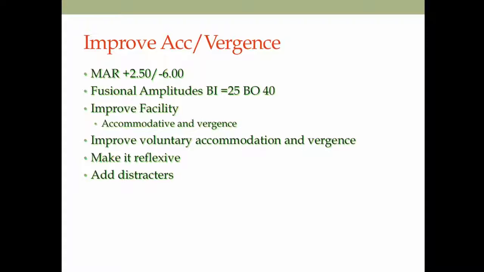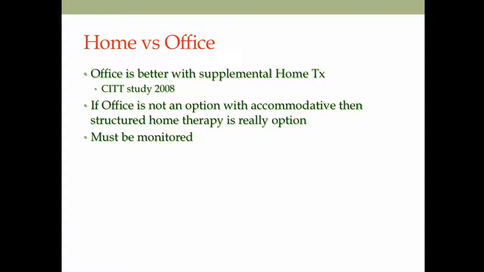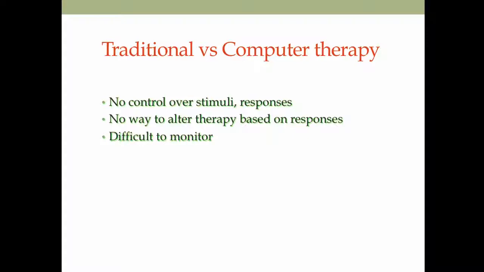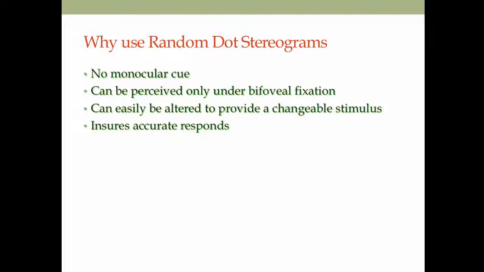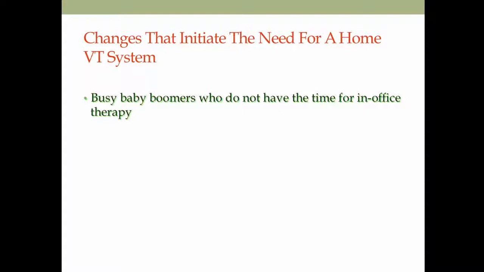You have to add distractors. So when we do some of the home vision therapy types of things, we tend to do it particularly with convergence problems: push-ups, Brock string, and the home vision therapy program, which we'll talk about. Traditional vision therapy versus computer therapy. The problem with traditional therapy is that there's no control over the stimuli or the responses. You need to be able to alter or change therapy in response to the responses of the patient. Thus, the best way of doing this is with the implementation of random dot stereograms, because there are no monocular cues.